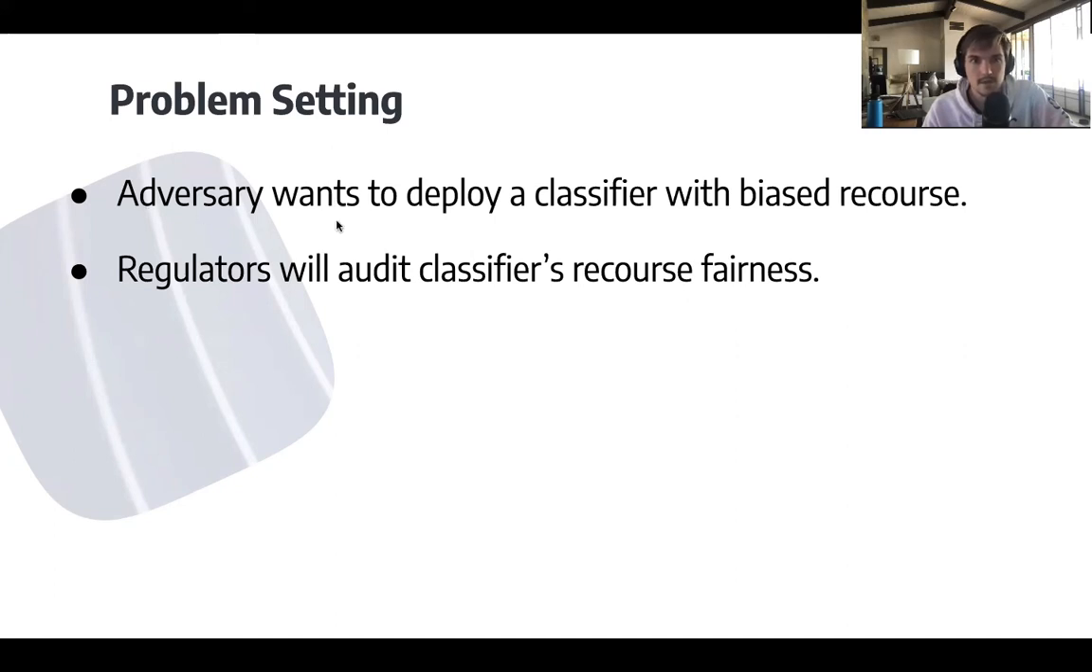So the adversary wants to deploy a classifier where men have a much easier time getting recourse in this loan application setting. Yet regulators will audit the classifier's recourse fairness. So they will look between both groups and see, does recourse unfairness occur? So the adversary wants to deploy a model that is recourse biased, yet regulators do not see this bias. So how is this possible?